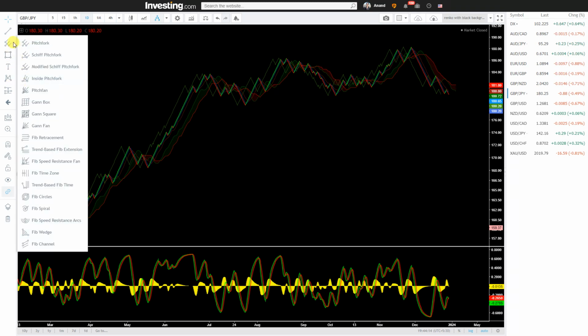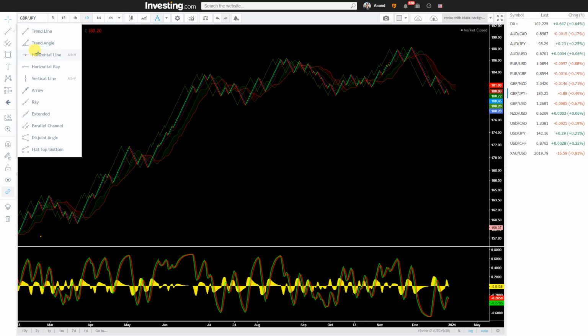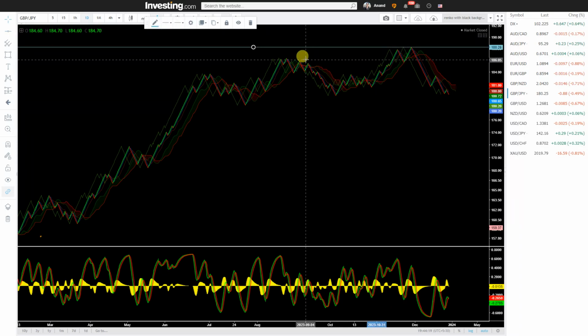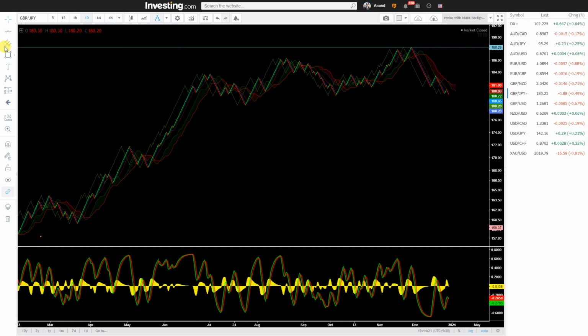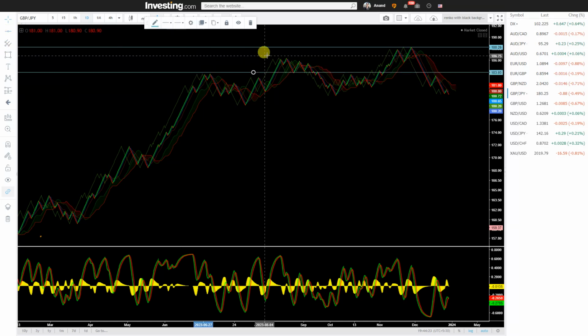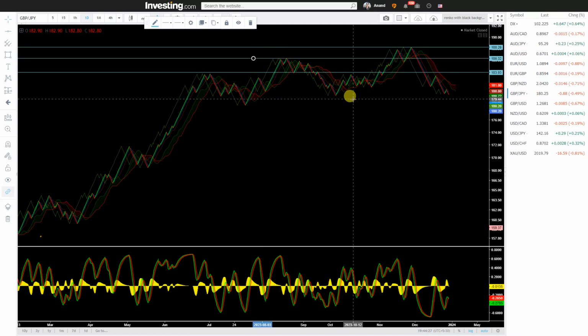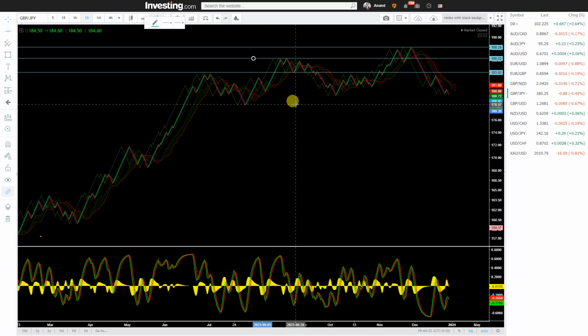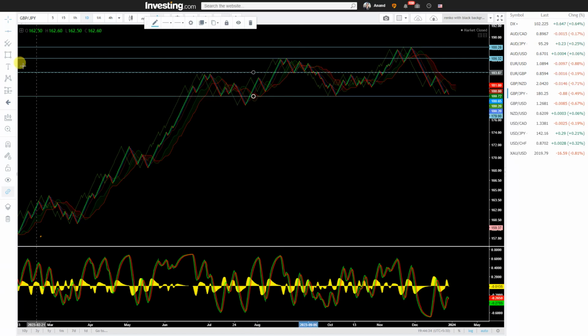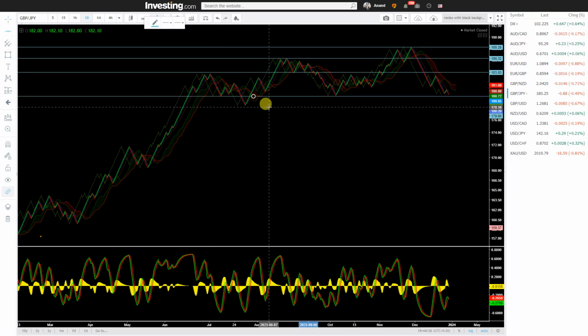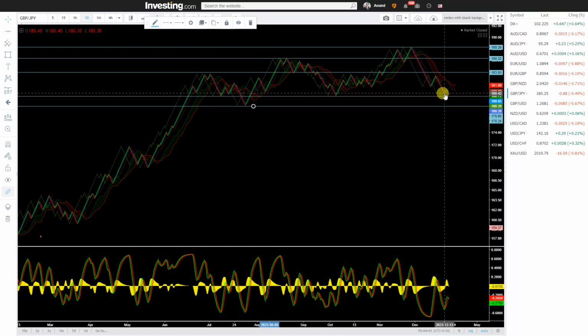I am applying the horizontal line here, so you can see this is the resistance area, and this is also one of the major resistance areas, and the market has pushed down to below this level. So we can see the 179 level very soon, and this is a very crucial support for the market for the pound yen.